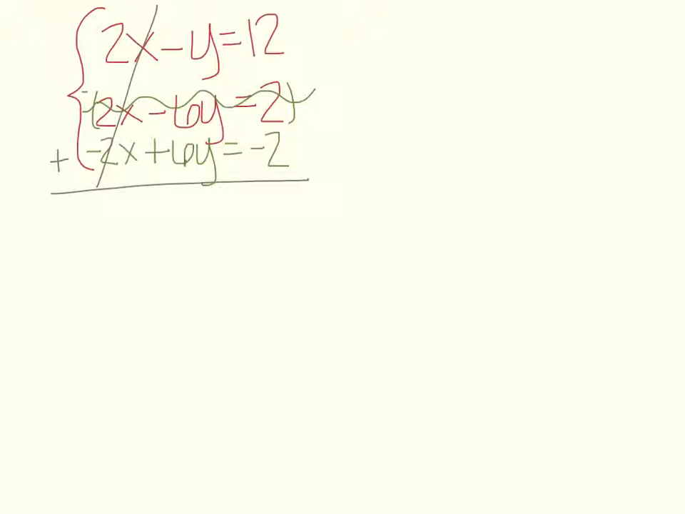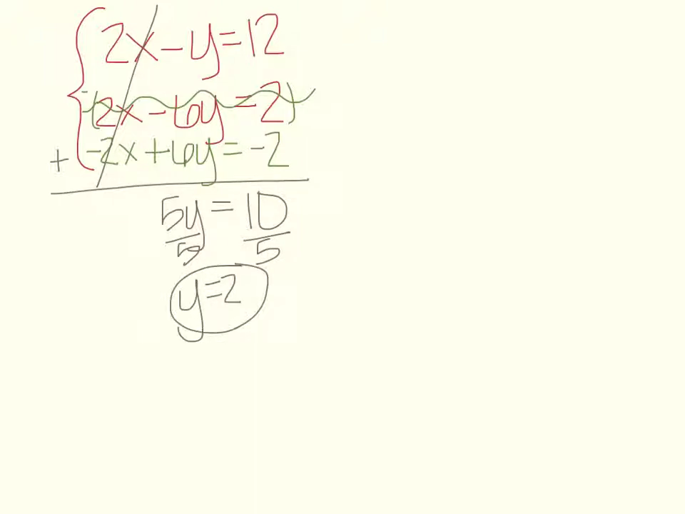So now let's stack and add what we have left. Negative y plus 6y is 5y. And 12 plus a negative 2 is the same as 12 minus 2, or 10. Easy, right? We'll divide both sides by 5, and we know that y equals 2.